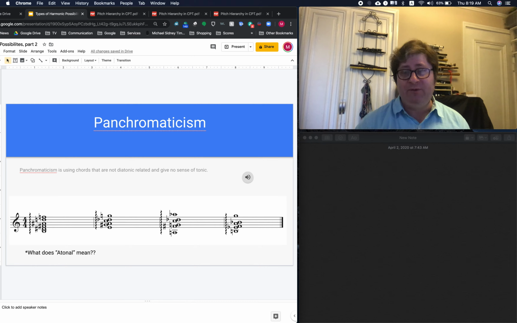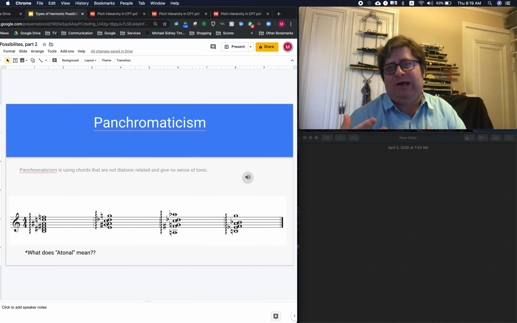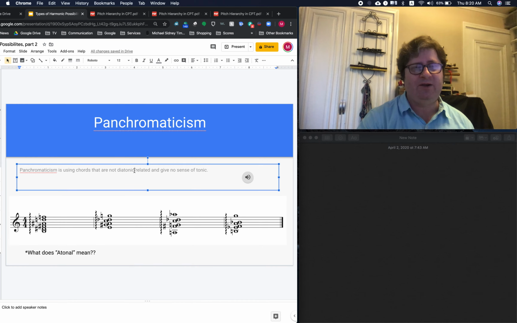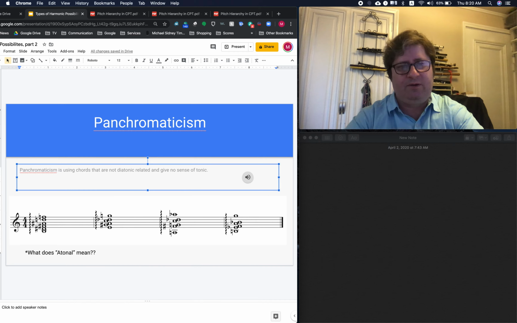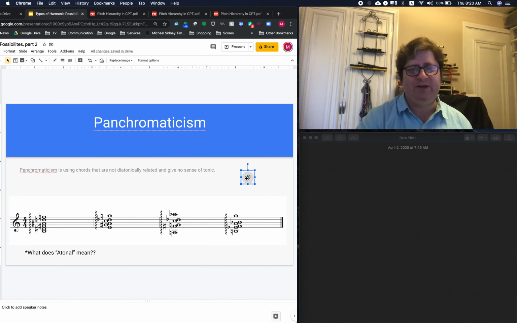Panchromaticism. So pan with chromatic, that means all chromatic. So collections, it doesn't have to have all the notes, but collections that are chromatic, they're not diatonic collections. Panchromaticism is using chords that are not diatonically related and give no sense of tonic. So here's a bunch of chords. They're all arpeggiated. These are absolutely not diatonic chords at all, but we can have chord progressions that use such qualities.